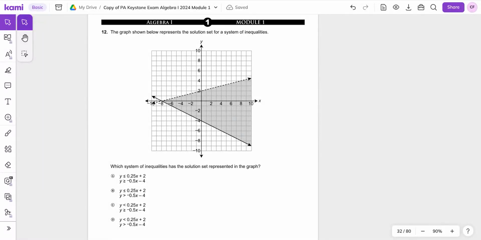The graph shown below represents the solution set for a system of inequalities. Which system of inequalities has the solution set represented in the graph? If we examine all four multiple choice options, notice they're essentially identical with the exception of the inequality signs.